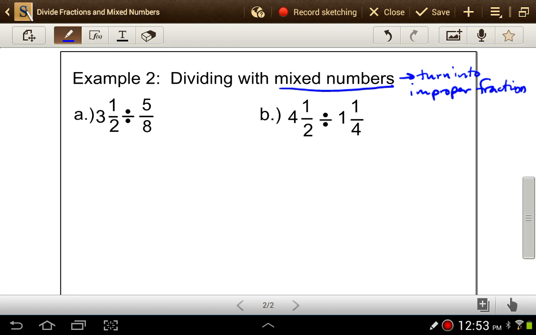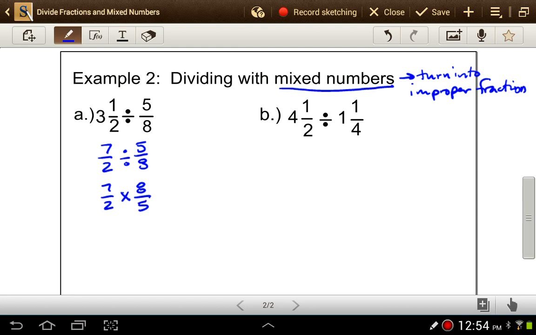So in example A, I have 3 1/2 divided by 5/8. The first thing I'm going to do is set up my problem by making them fractions. So 2 times 3 is 6 plus 1 is 7. So I get 7/2 divided by 5/8. I just rewrote my problem as fractions. Now I can solve the problem by multiplying by the reciprocal. So the first fraction does not change. Then I turn the division into multiplication, and I take the reciprocal of 5/8, which is 8/5.